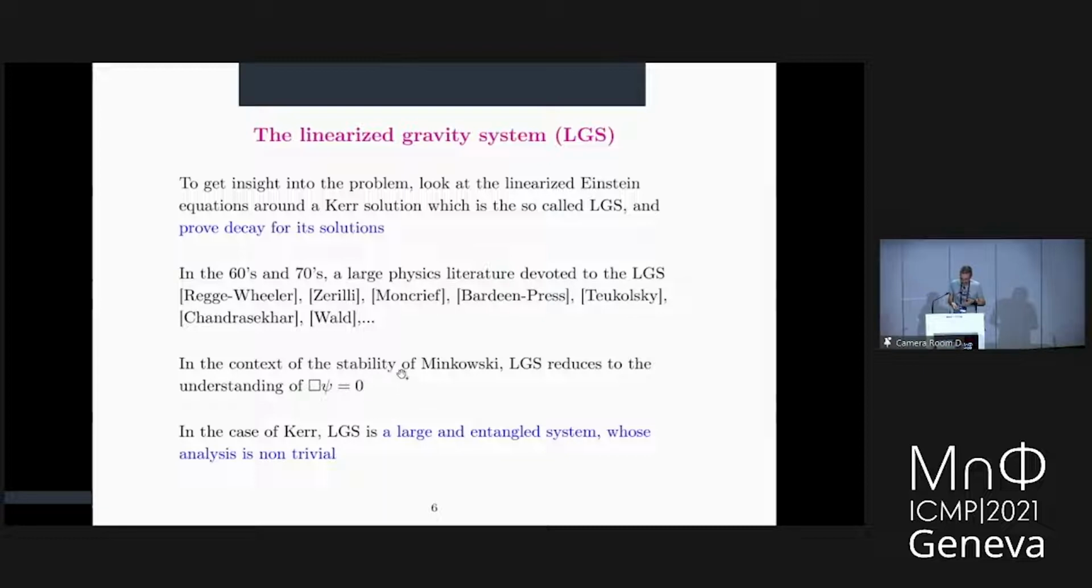So at least at the level of the linear analysis, it's simple, even though, of course, the proof of stability of Minkowski at the nonlinear level is very complicated. Now, in the case of Kerr, it turns out that even the linearized system is really non-trivial. There is not this decoupling, and therefore you are left with a large and entangled system, and it's really non-trivial to be able to actually prove decay for its solutions.